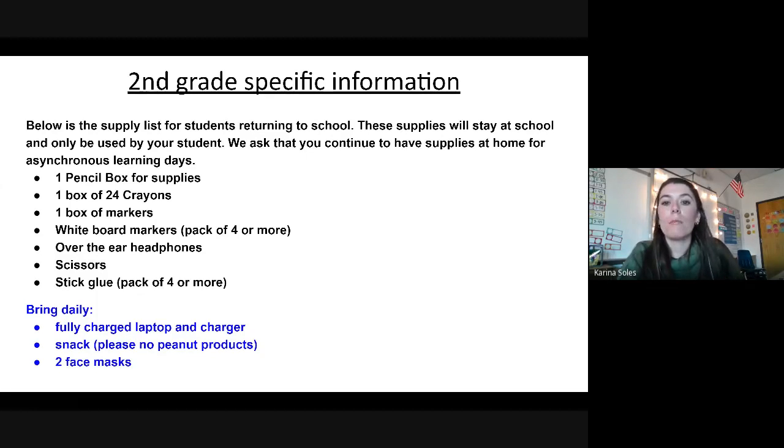But yeah, if you could keep some supplies at home for them as well for those virtual days that they have, that would be fantastic. And they'll be leaving these supplies at school in a little box is what we're thinking of doing, and keeping them to the side for when the other kids come in. So also bringing in a fully charged laptop and charger and a snack. Again, we have allergies in the grade level, so if we could just not have peanuts or nuts, that would be fantastic. And then 2 face masks in case they lose one or one gets dirty.